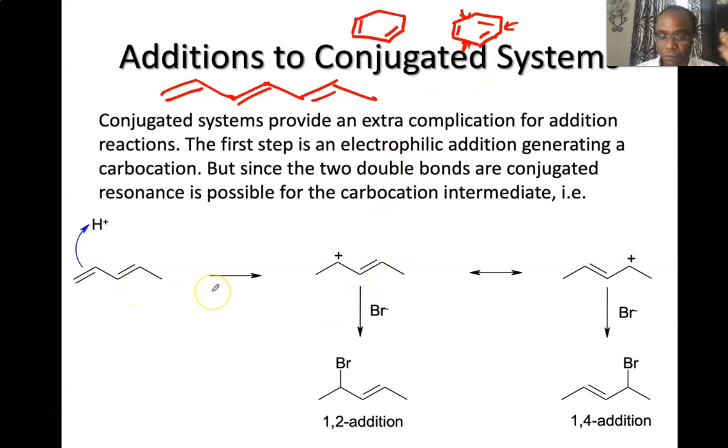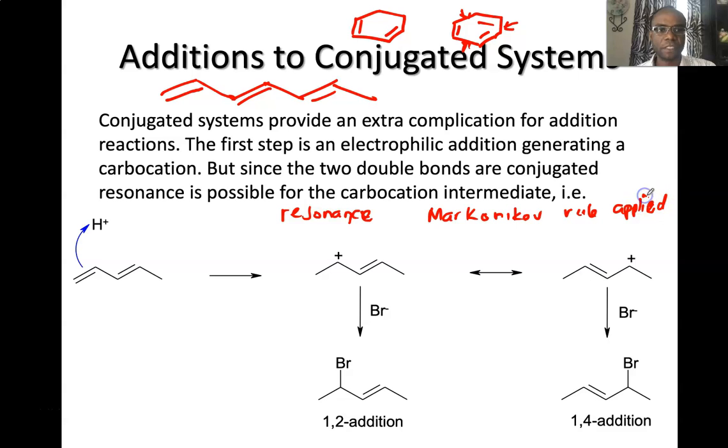Now, whenever you have conjugated systems and you do addition reactions across the double bond, you might get rearranged carbocations. Okay, the carbocations that result could be different because of resonance. One would still want to apply Markovnikov rule whenever you are doing addition across a conjugated system, but what determines the major product is the stability of the carbocation intermediate.